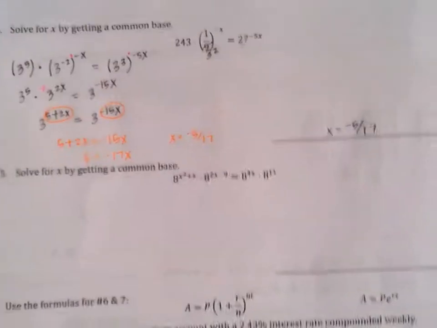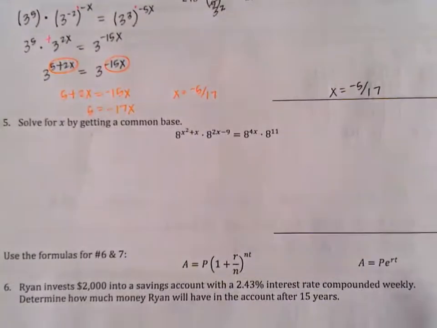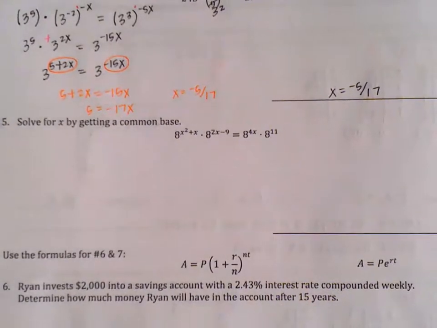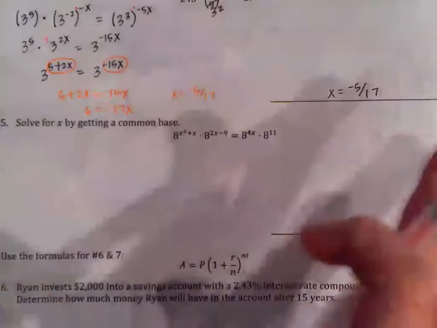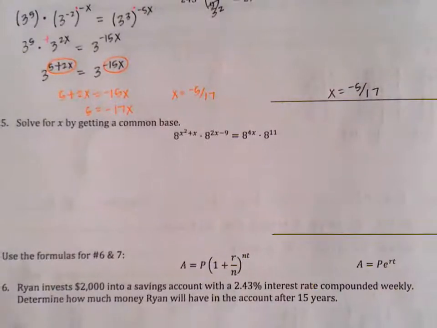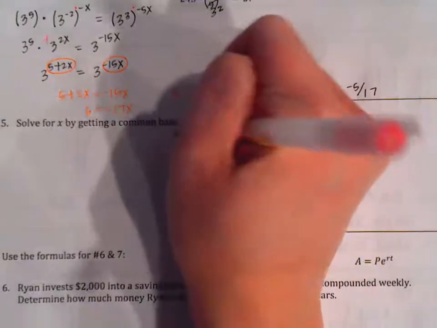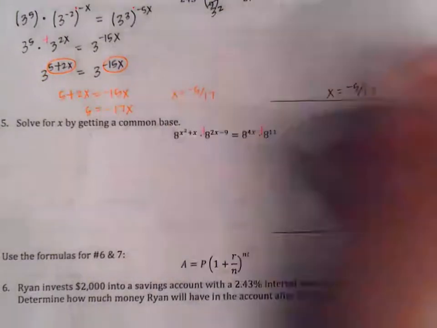Okay, let's get into 5. So 5, same thing. It says solve for x by getting a common base. But I recognize that they already have a common base. So that part is done for me. All I have to do is combine and then set my exponents equal to each other. So when I'm multiplying and I have the same base, I'm going to add. Same with here, I'm going to add.